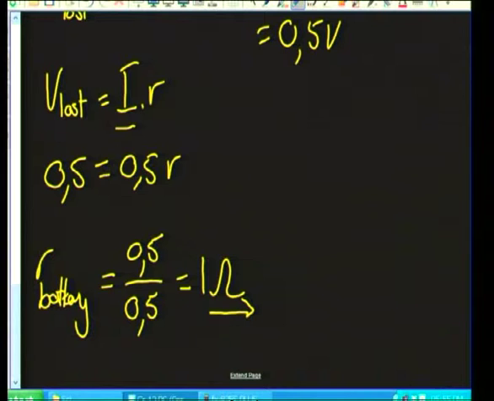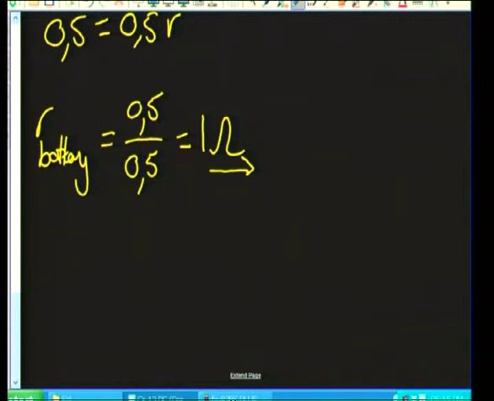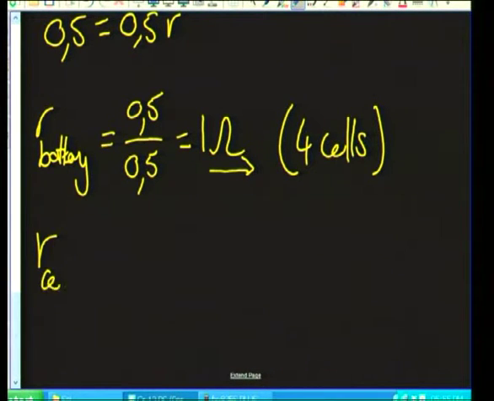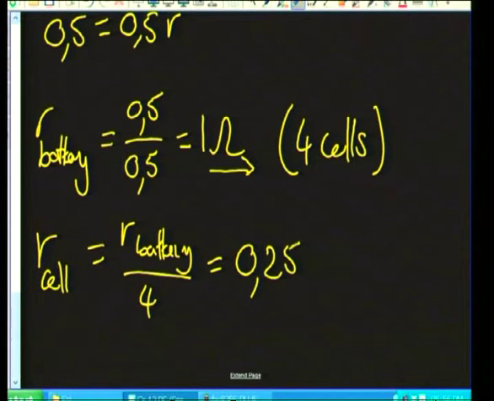So guys, what is the battery's internal resistance? 1 ohm. Don't forget the unit. But we weren't asked to find the internal resistance of the battery. Remember, the battery consisted of 4 cells. So we want to know the internal resistance of 1 cell. Then it makes sense that it's going to be the resistance of the battery divided by 4, which is going to be 0,25 ohms. So each of the cells contributes 0,25 ohms to the total.